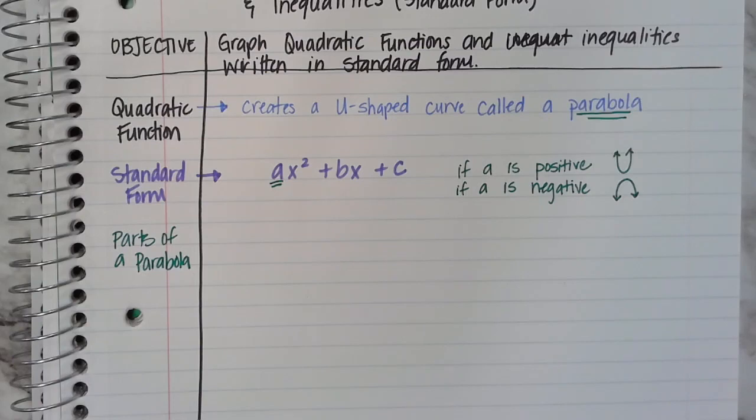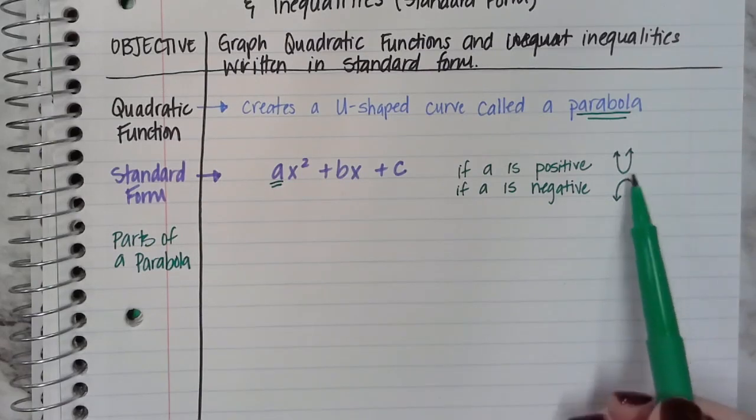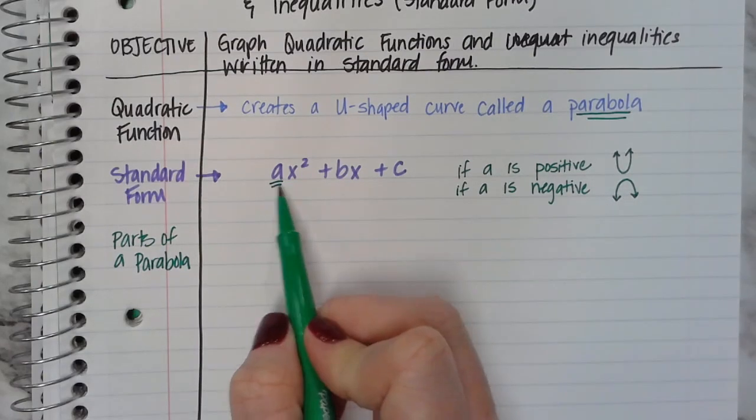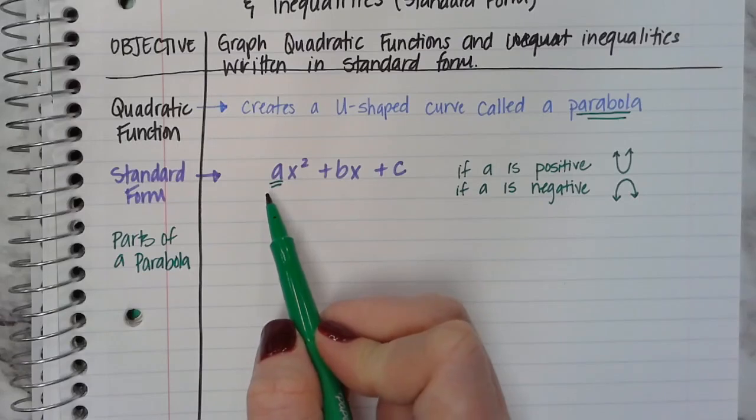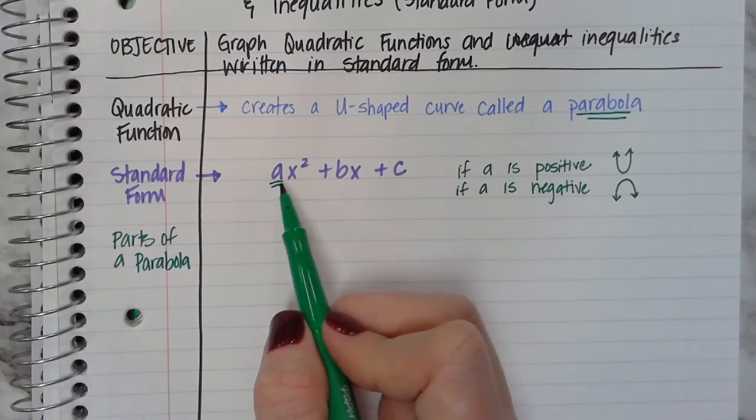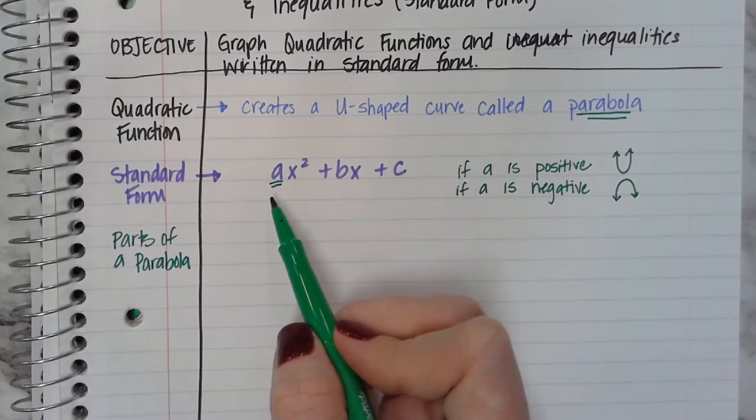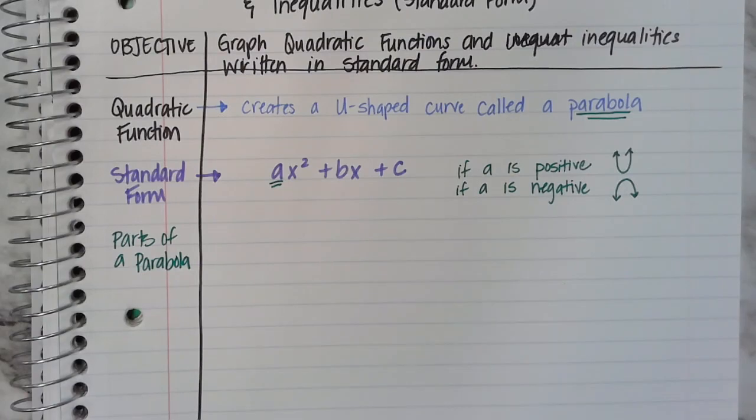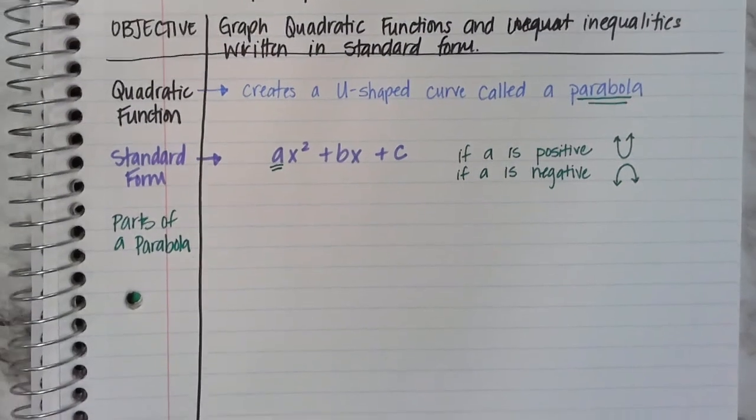Kind of like reflection. We know that if there's a negative out in front of everything, it's a reflection across the x-axis. Same thing applies with our parabolas. So again, if a is positive, your U-shape will open up. If a is negative, your U-shape will be upside down. Now there are some specific parts of a parabola.